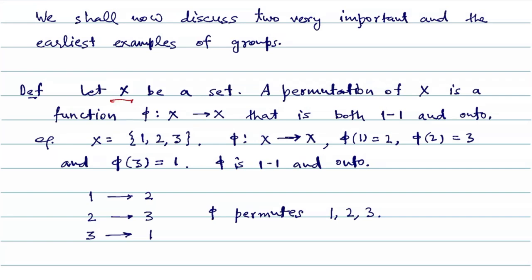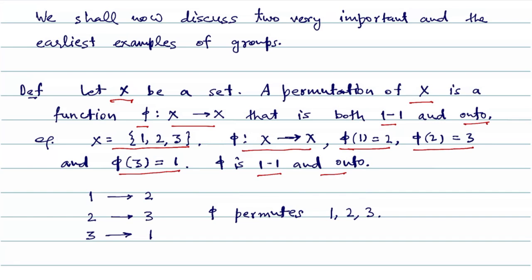Let X be a set. A permutation of X is a function phi from X to X that is both 1-1 and onto. For example, if X is a set containing three elements 1, 2, 3, and phi is defined from X to X by phi of 1 = 2, phi of 2 = 3, and phi of 3 = 1, then phi is both 1-1 and onto. So phi is a permutation on X.